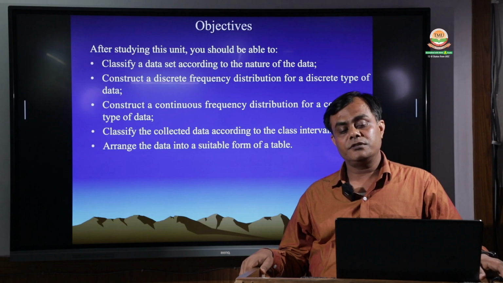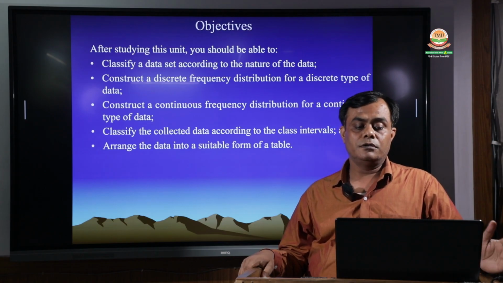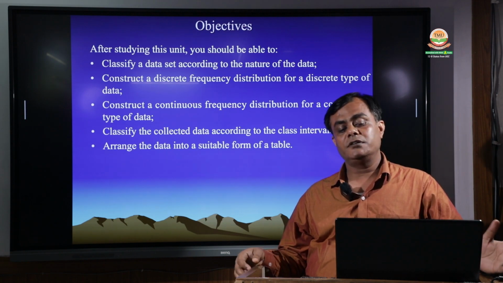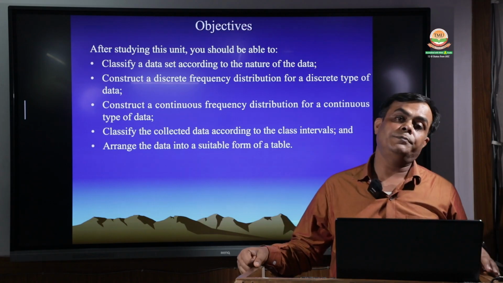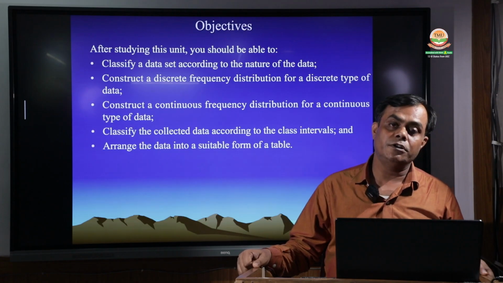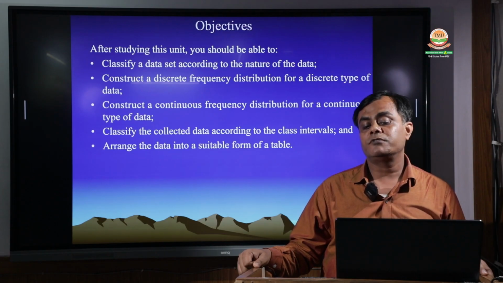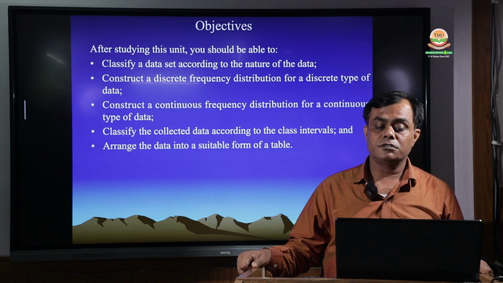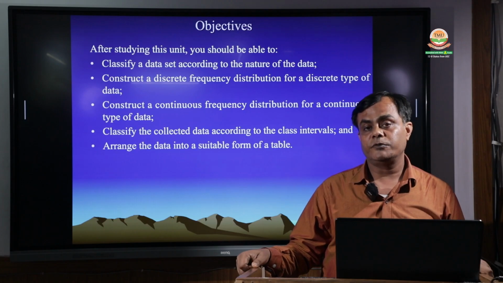So this slide is related with the objective. The objective of the classification is to classify the data set according to the nature of the data. So we have to classify the data according to the nature of data, construct the discrete frequency distribution for the discrete type of data, or construct the continuous frequency distribution for the continuous type of data.